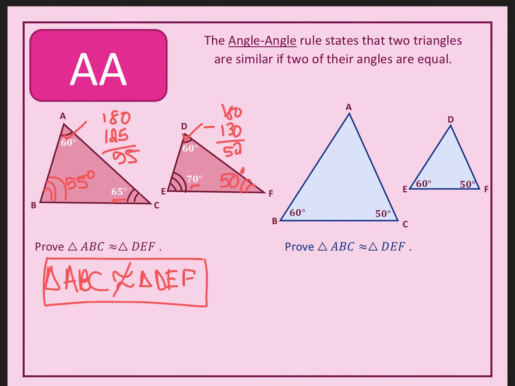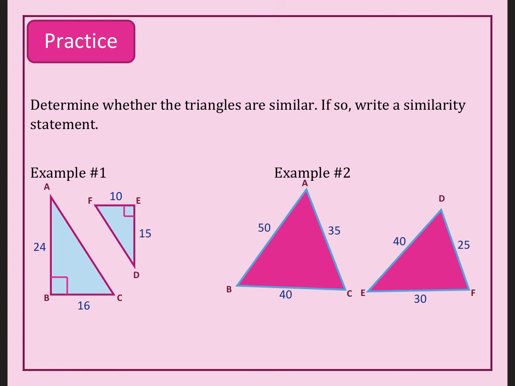So let's check that second triangle. So we have a 60 matches a 60. We have the 50 matching the 50. If two angles are the same, therefore you have proven that these two triangles are similar. Okay? So we have those three rules. We can figure out if they are similar by using side, side, side, side, angle, side, or angle, angle.